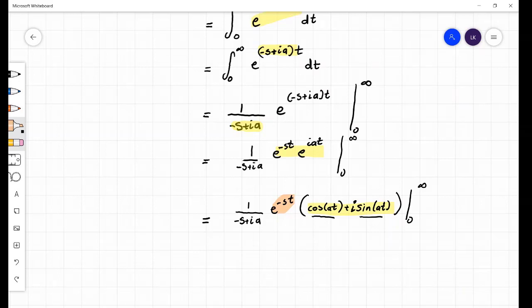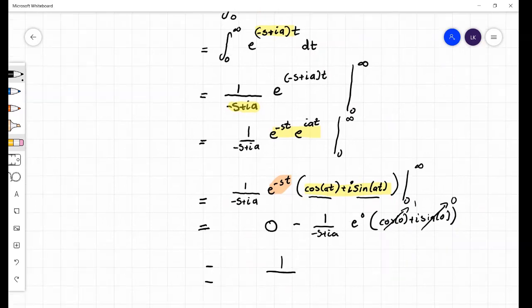When t is 0, we get cosine of 0 plus i sine of 0. Sine of 0 is 0, and cosine of 0 is 1. So we just get 1 over, distributing the negative into the denominator, 1 over s minus ia.